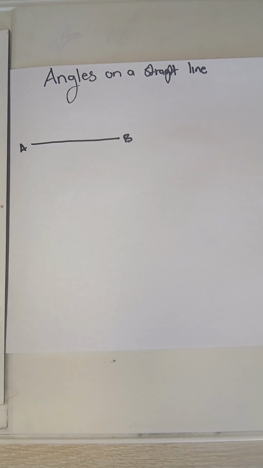Back to grade 9, angles on a straight line. Here we're talking about angles that add up to 180 degrees. Angles on a straight line add up to 180 degrees.